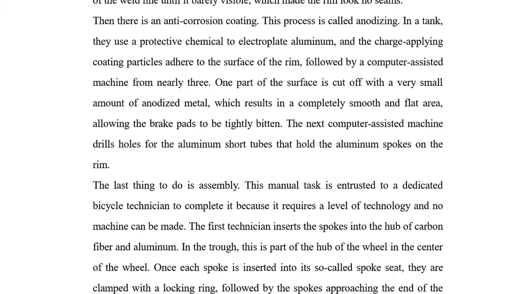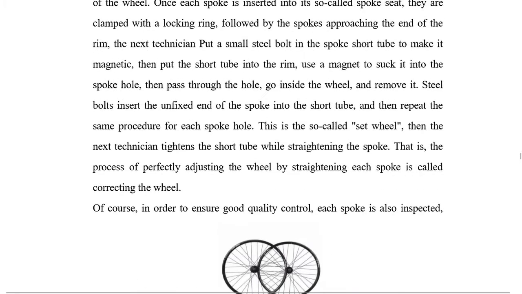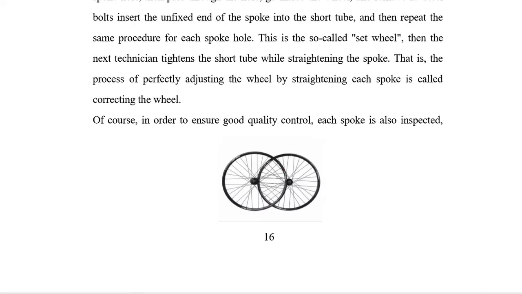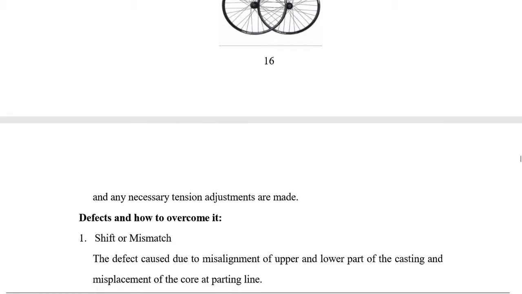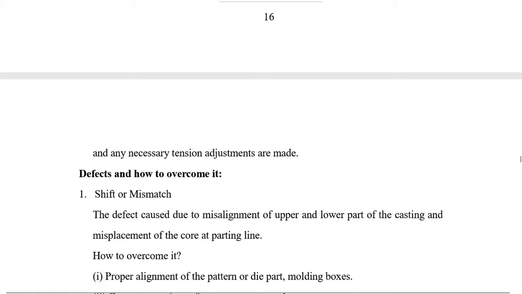This manual task is entrusted to a dedicated bicycle technician to complete because it requires a level of technique and no machine can do it. Of course, in order to ensure good quality control, each spoke is also inspected, and any necessary tension adjustments are made. Then, it is the defects and how we can overcome them.